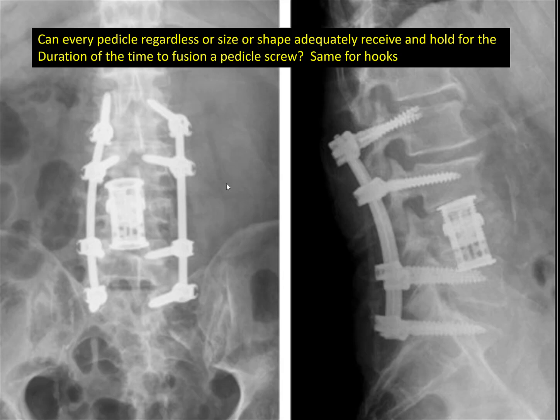Another question is, can every pedicle, regardless of size or shape, adequately receive or hold a screw for the duration of the fusion? The answer is no, because even if you bullseye that screw into a small pedicle, the pedicle's weak. And what happens frequently is the screws tear out of the pedicles. You see this? This screw used to be all the way in, perfect, but now it's torn out. This is a very common problem because you put the case in lordosis, and then patients naturally want to go into kyphosis because you try to reduce it, but they go back to where they were and the top screws pull out. So this usually happens as an early failure.